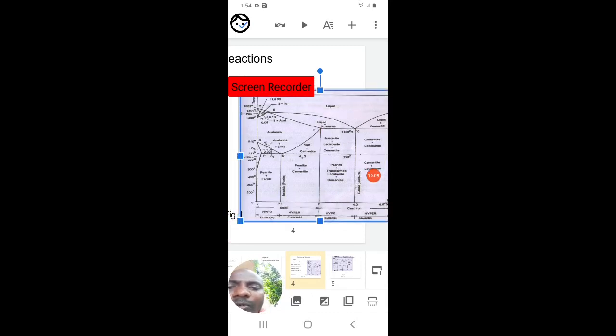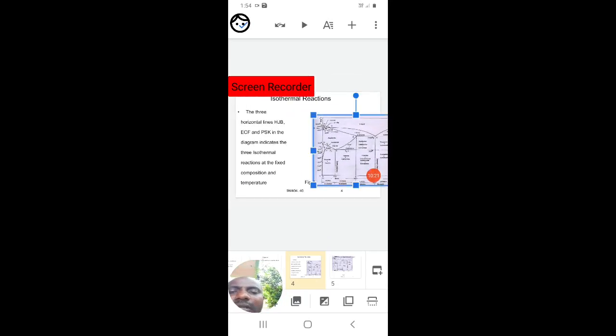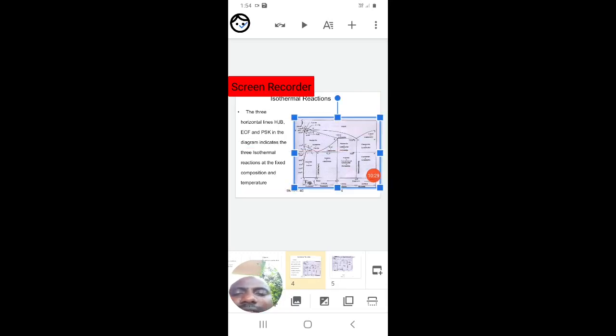So in the top you will see HJB. This is called the first one. HJB is the isothermal line. Next is ECF, the second one. The third one is PSK.